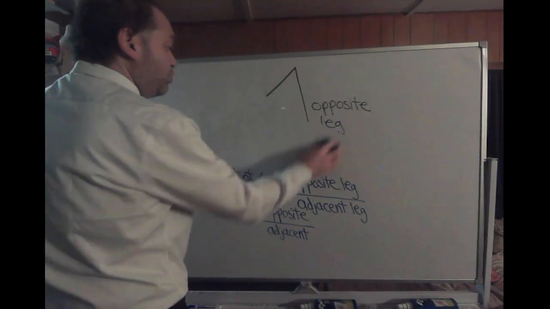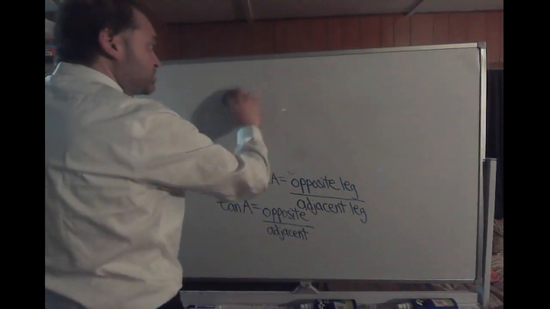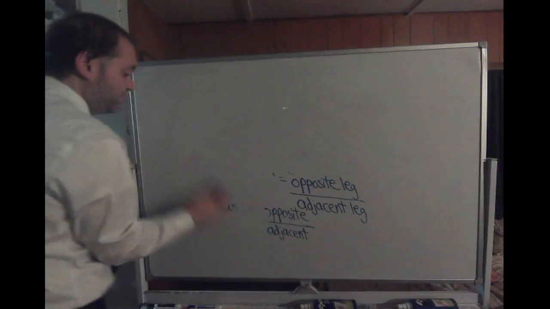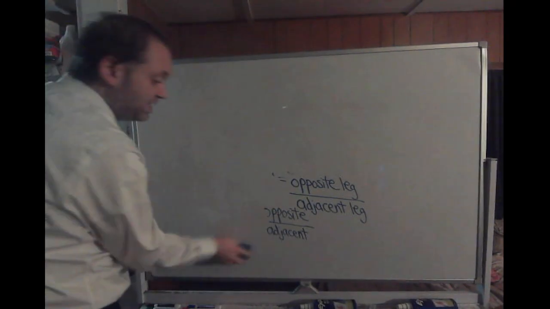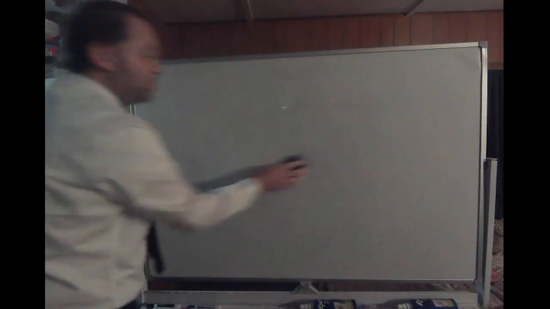There's actually 3 more functions than what you're going to learn in this course. There's cotangent, which is the reciprocal of tangent. It would be adjacent over opposite. Then you have secant and cosecant, which are the reciprocal functions of sine and cosine, but we're not going to cover those in this course. But let's get started with our first problem here.